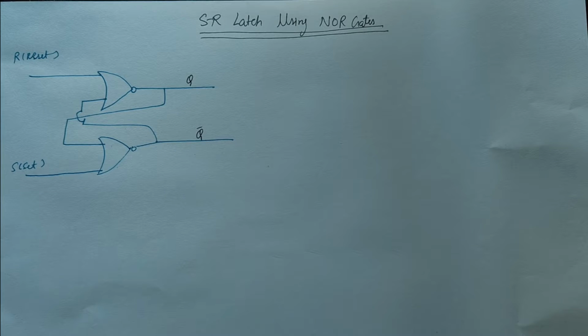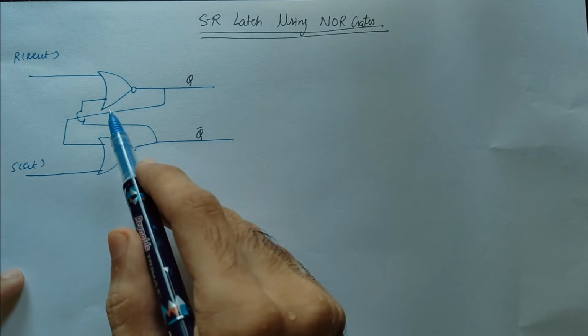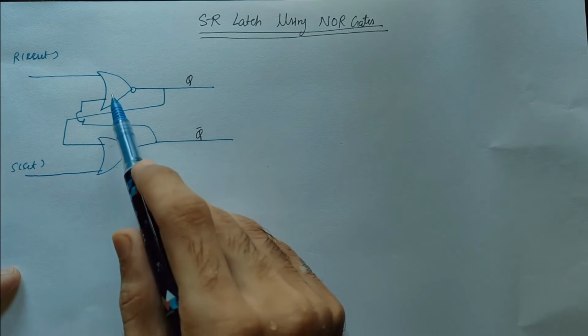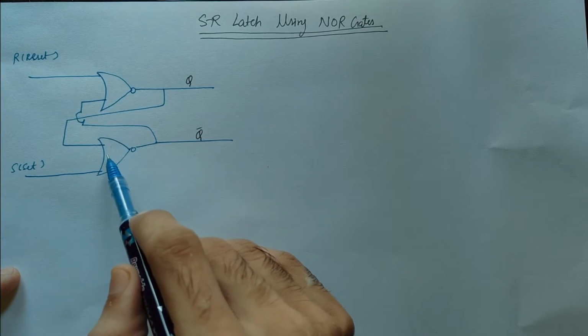So today in this video we are going to discuss the SR latch using NOR gates. We will see the working of the SR latch using NOR gates in this video. This is the basic diagram or basic circuit of the SR latch using NOR gates. This is our NOR gate 1, this is NOR gate 2.